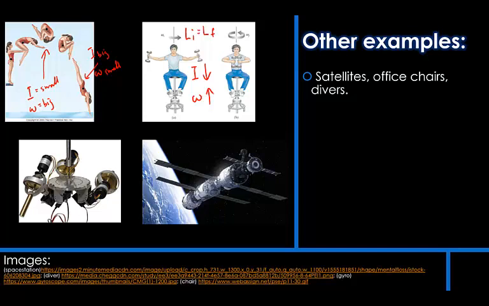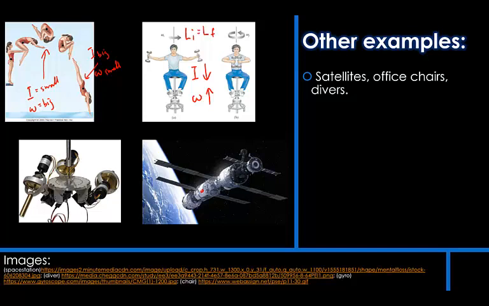Another kind of cool application of this is inside satellites. This is the International Space Station, I think. They have little gyroscopes or little discs that can rotate. They're attached to electric motors. And if these things are all sitting stationary, this will be tucked inside the space station somewhere.